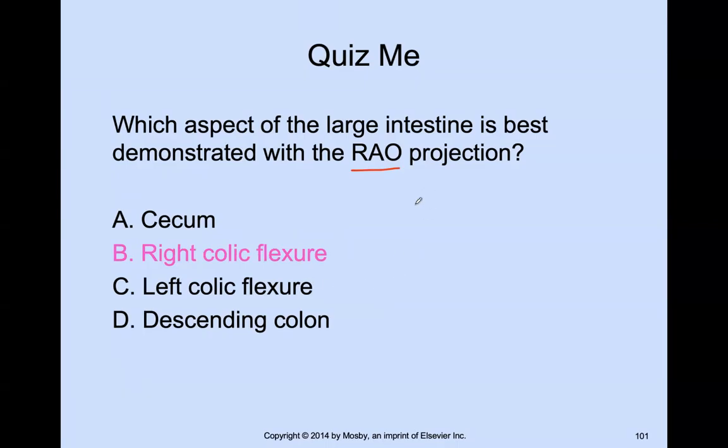Which posterior oblique, which PO, will also demonstrate the right colic flexure? Do we know? Very good. Excellent. The LPO. And the RPO would demonstrate the left colic flexure as well. I need to practice this writing.